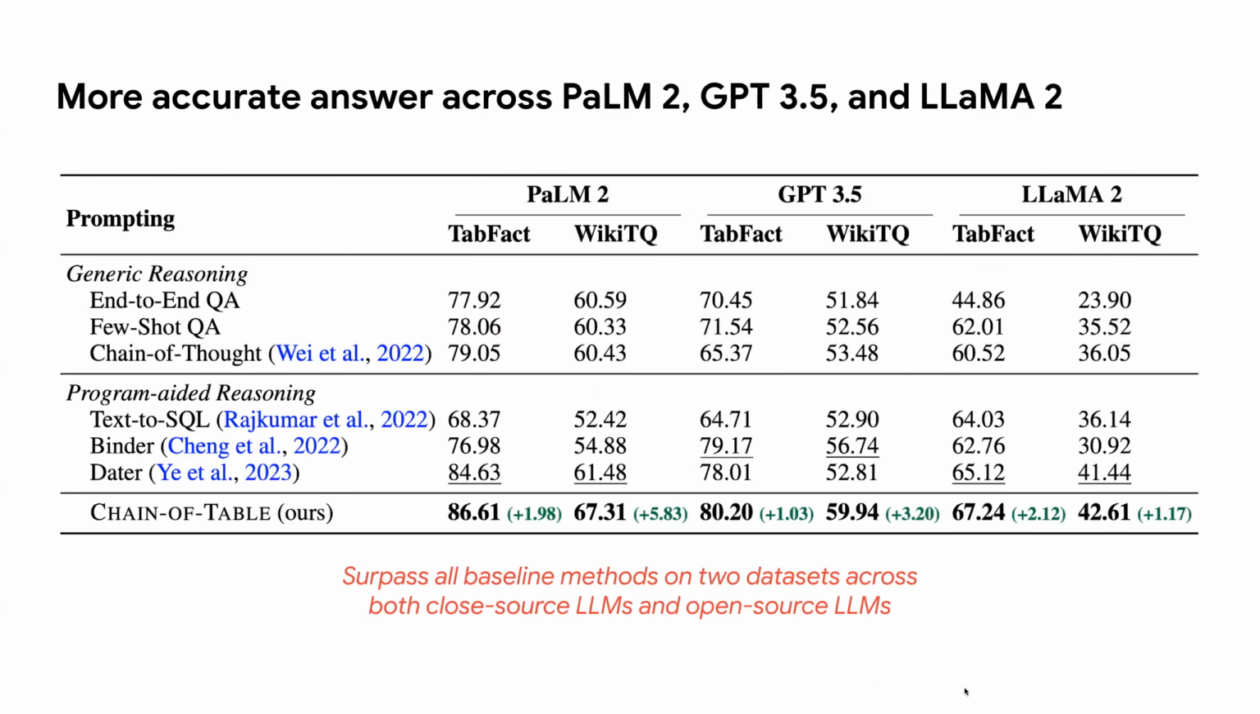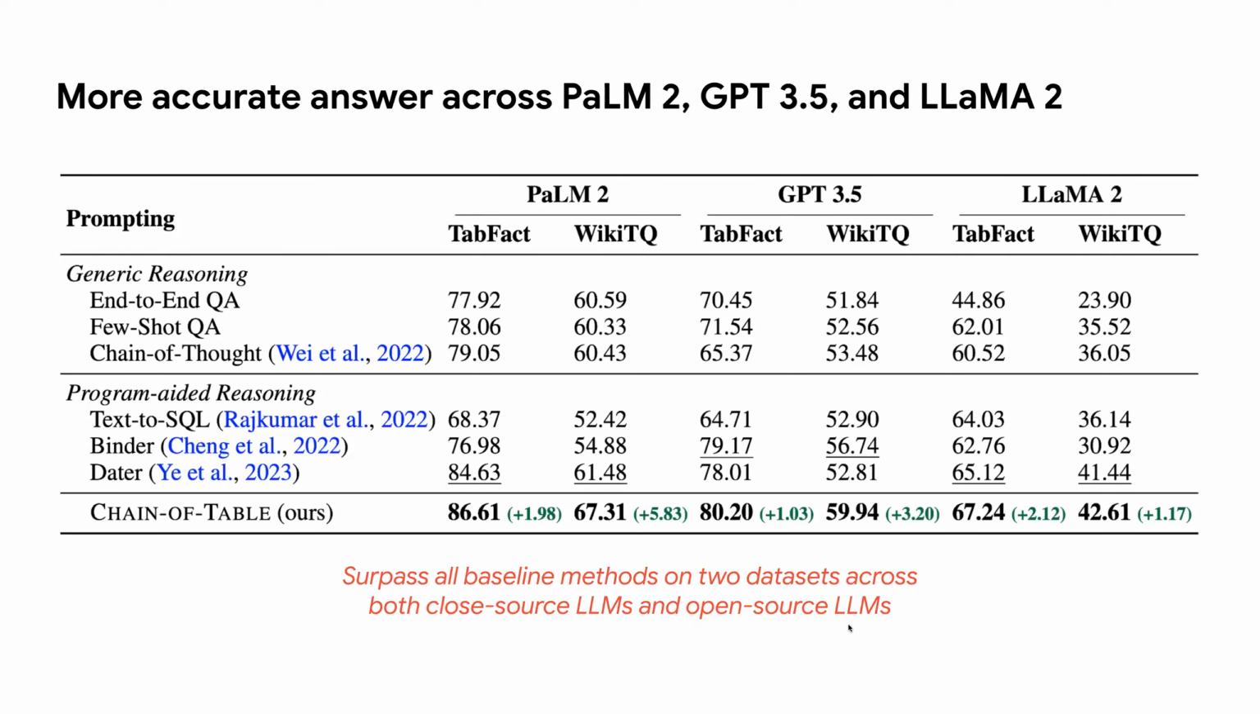So comparing with all these baselines, our work Chain-of-Table achieved the best performance. You can see here we select three different large models as our backbone: PaLM 2 from Google, GPT-3.5 from OpenAI, and Llama 2 from Meta, which is an open source large model. We can see Chain-of-Table surpasses all baseline methods on two datasets across both the closed source large models and the open source large models.